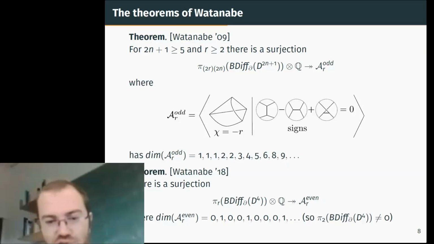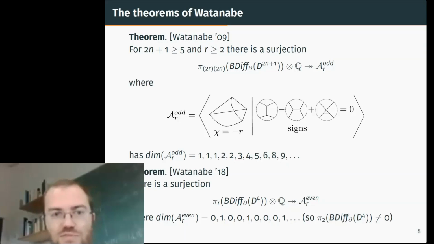And he proved this, which is incredible somehow. He only proved it for the 4 disk, but one expects a very similar story if you replace 4 by 2n, analogous to this story here, which holds for all big enough odd numbers. Sorry.